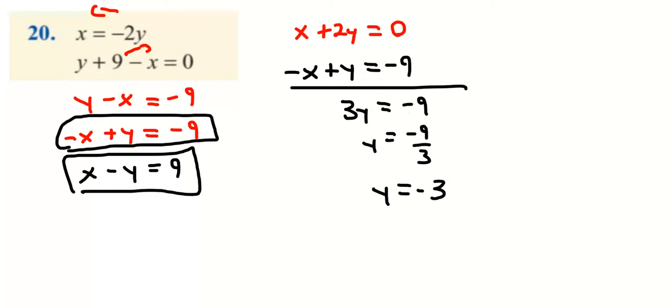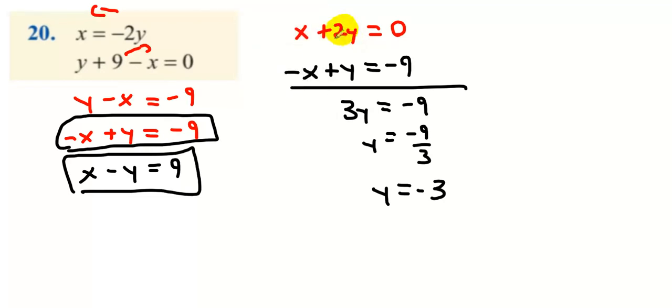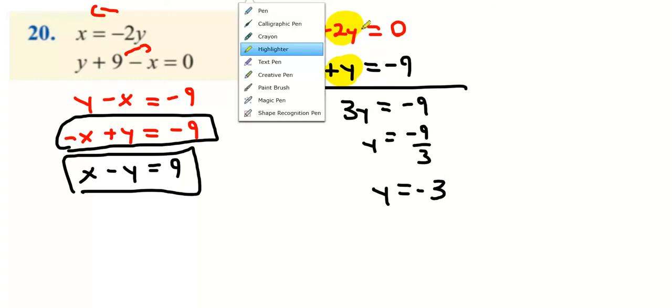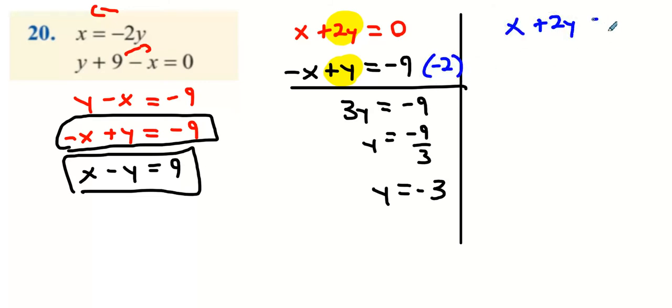So once again, if I target the y values, so if you see the y value here of plus 2y and the y value of plus y, if I multiply the bottom equation by minus 2, I might be able to get rid of the y's. Pretty handy. So here's what we can do here. Multiply the bottom equation by minus 2. Top equation remains the same.